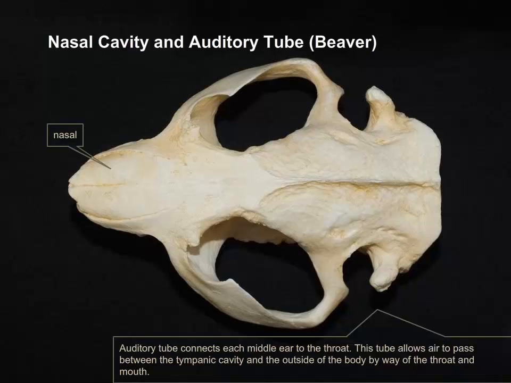We also look at the nasal cavities, so we look to see how the nasal cavity is created. Is it a long snout in a coyote? Is it short and squat? So the shape and the size of those are important. We also look for things like auditory tubes. And those auditory tubes, as you can see here on a beaver, these little Shrek-like horns, connect the middle ear to the throat. And so this tube allows air to pass between the tympanic cavity and the outside of the body by way of the throat and mouth. So again, that's a key feature for this individual species that we would look for when we're identifying that skull.